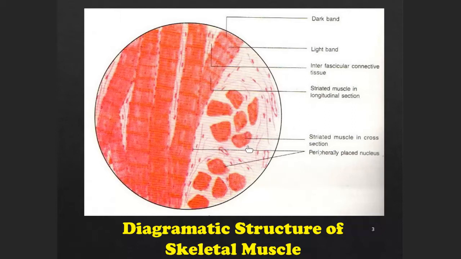Okay. So now in this you will see the muscle fibers as well as peripherally placed nucleus. Okay. So this is one nucleus, this is another nucleus. This is your interfascicular connective tissue. This is your dark band, this is your light band. Okay.